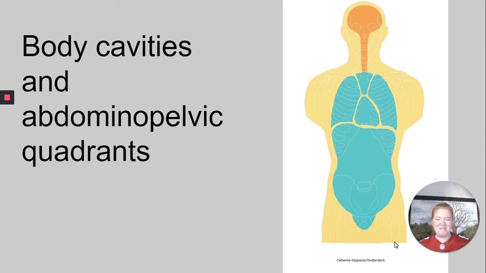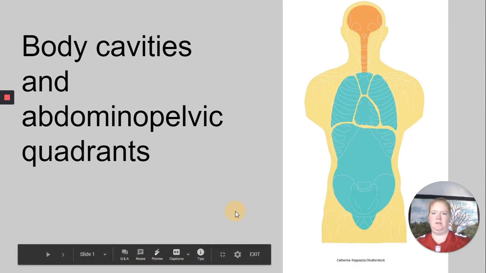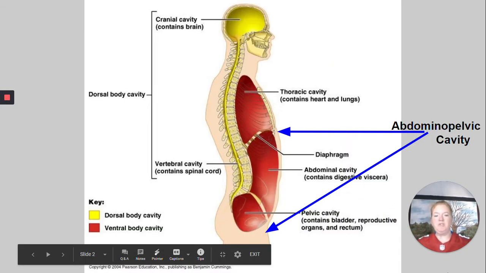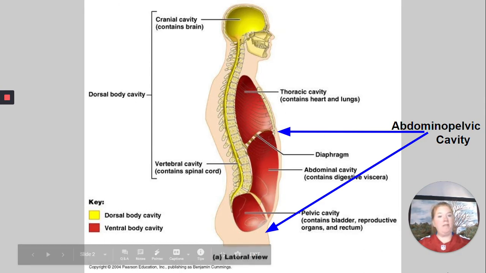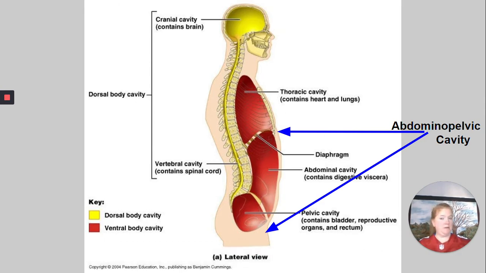All right, you ready to learn some anatomy? Today's topic is body cavities and abdominopelvic quadrants. Okay, so here's a diagram showing all the cavities that we're going to be talking about.